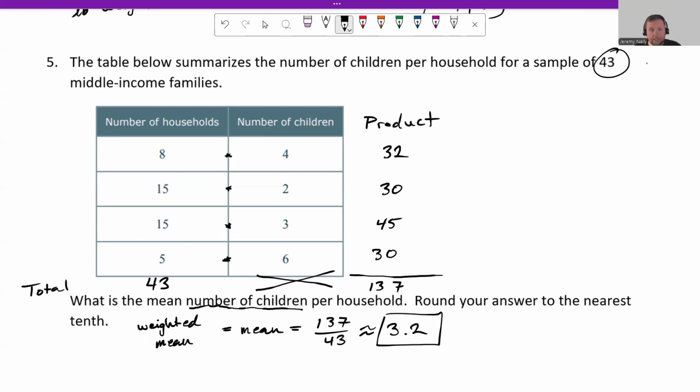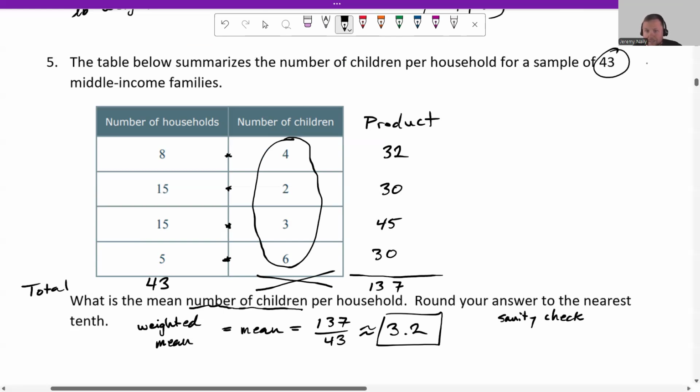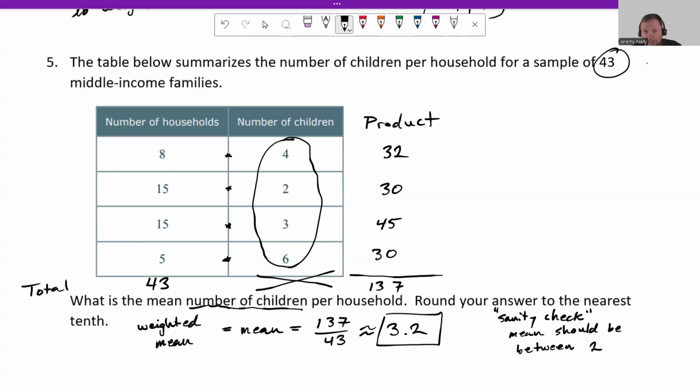Now the sanity check is, does my answer make sense, in other words? Your average value, so your mean, should be between the lowest number of children, which is 2, and the highest number, which is 6. And we can see, yeah, that passes the sanity check.